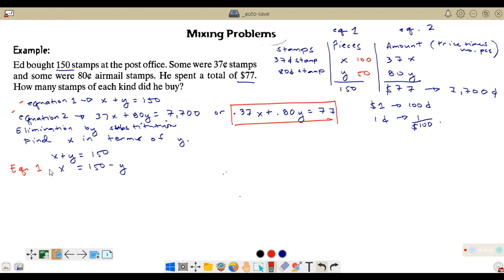So, after getting the value of one variable in terms of the other variable using equation 1, you have to substitute this value to the other equation. So, our equation 2, ito yung gagamitin natin, 0.37x plus 0.80y is equal to 77. Okay? We have to substitute the value of x dito, in terms of y. So, here we have 0.37. Palitan natin si x ng 150 minus y, plus 0.80y is equal to 77. Ayan. So, pwede na nating makuha ang value ng y.